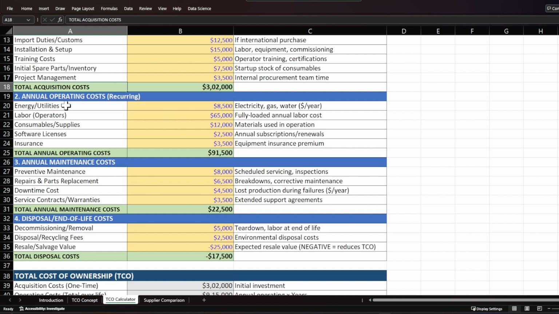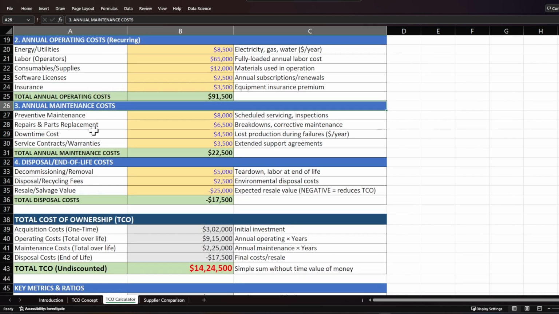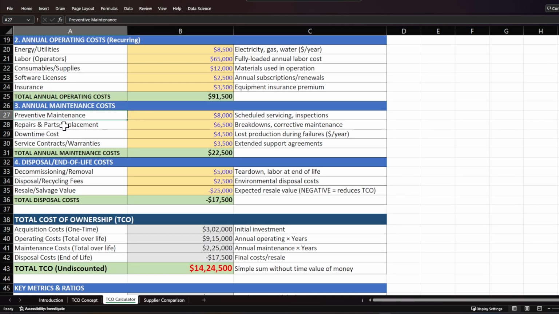Now move to the actual operating cost. When you operate your machine, you are going to consume energy, labor, consumables, software licenses, and insurance. If you sum up, it will come to 91,500. It is your annual operating cost. Move to the third one, which is annual maintenance cost. You need to calculate preventive maintenance, repair parts, downtime cost, service contract, and warranties. And this is your annual maintenance cost.